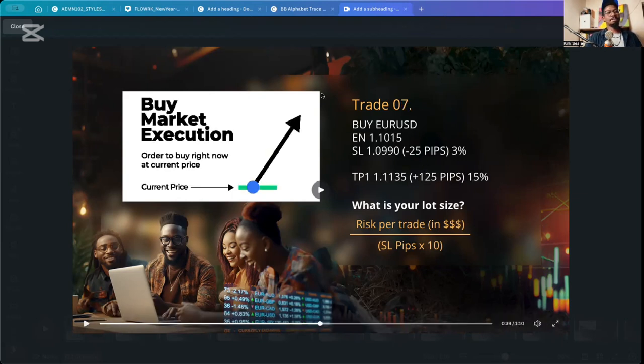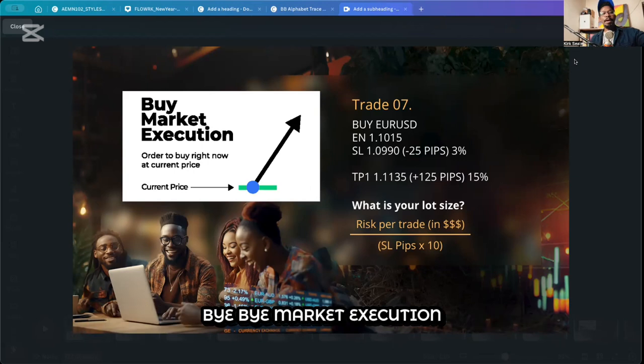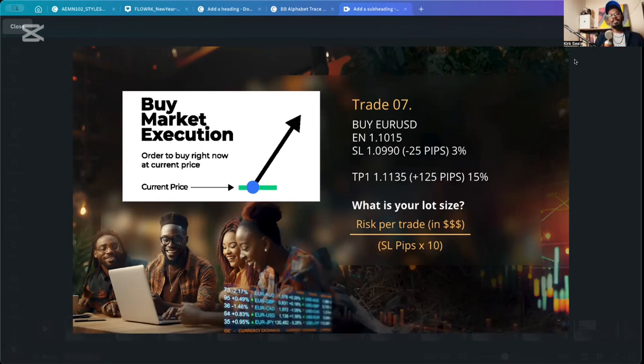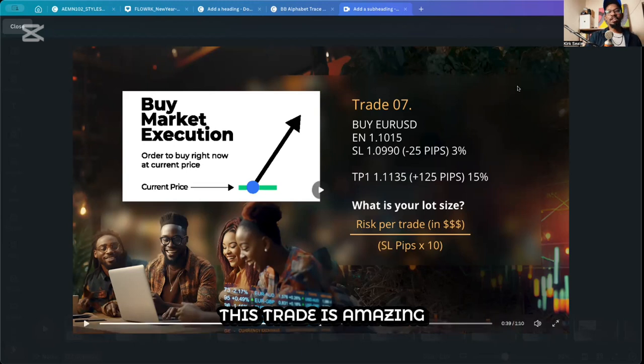Thursday, first trade of the day. Look at this one. Market buy by market execution. Risking 3% to gain 15%. This trade is a monster. This trade is amazing.